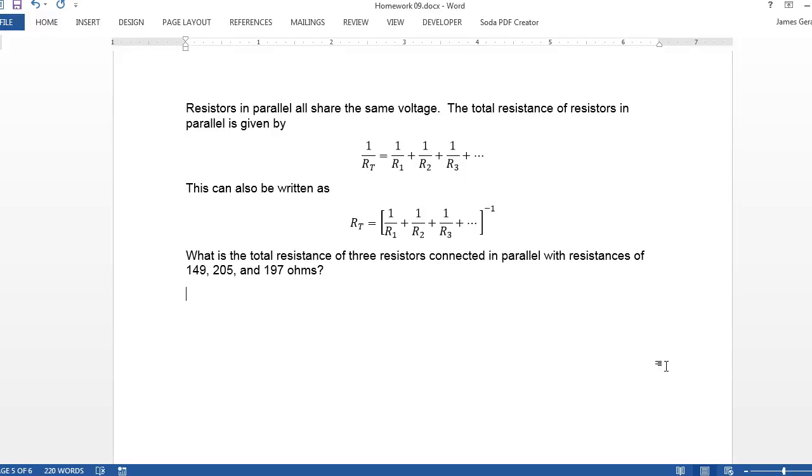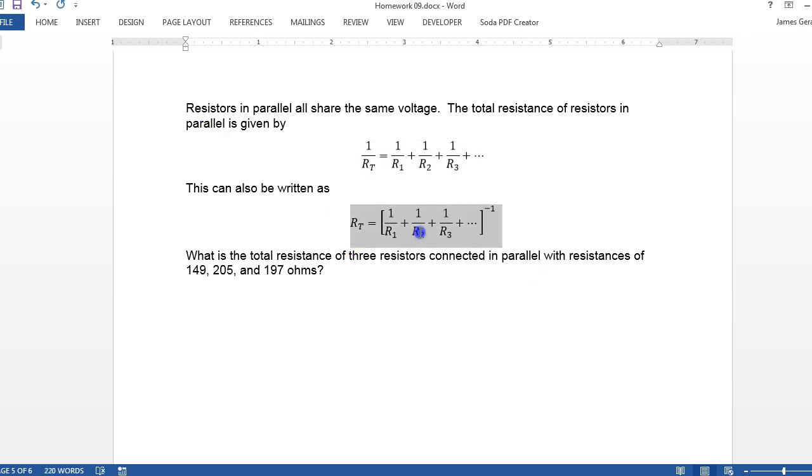Resistors in parallel all share the same voltage, right? In the resistance in series problem, they all share the same current, because if current goes through one, it has to go through the other. Resistors in parallel all share the same voltage, and they may have different currents depending on their resistances. And the way they add up is inversely like this. So their inverses add, right?